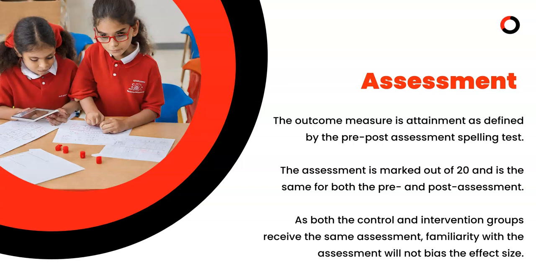The assessment. The outcome measure is defined by the pre and post assessment spelling test. The assessment is marked out of 20 and is the same for both the pre and the post assessment. As both the control and intervention groups receive the same assessment, familiarity with this should not bias the effect size.